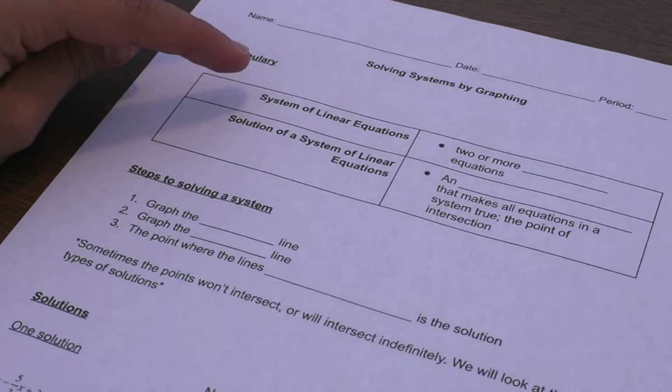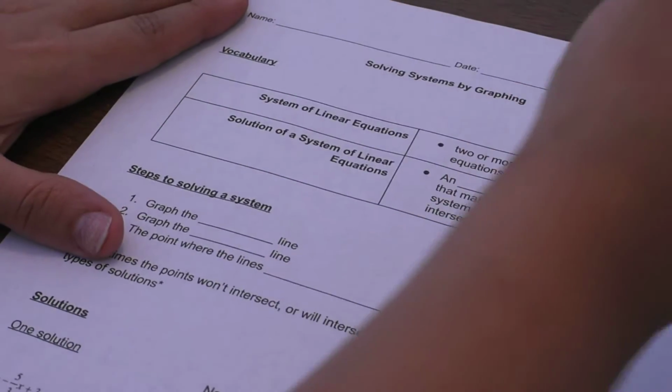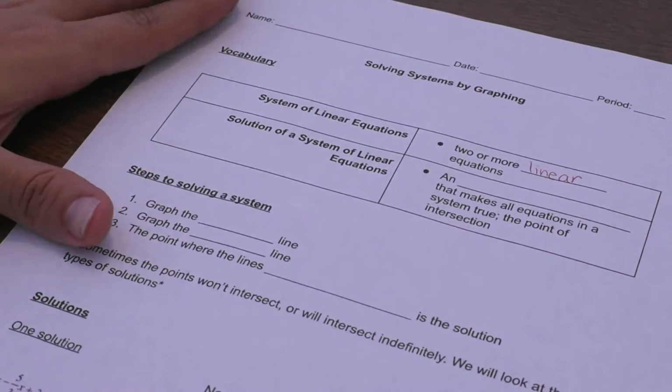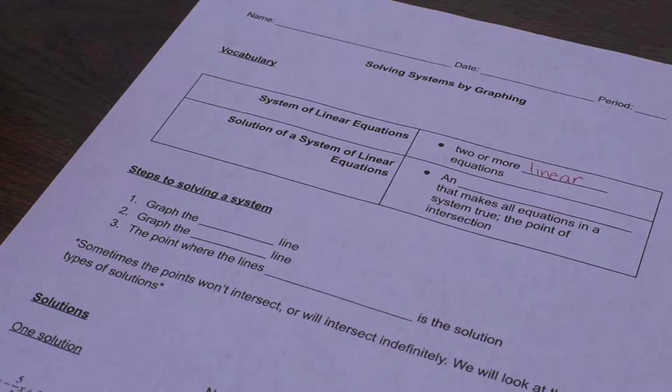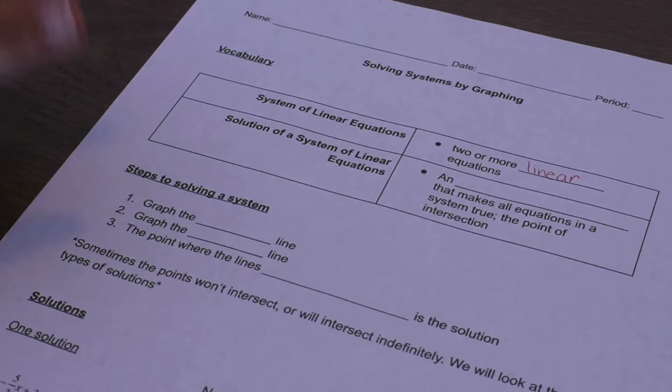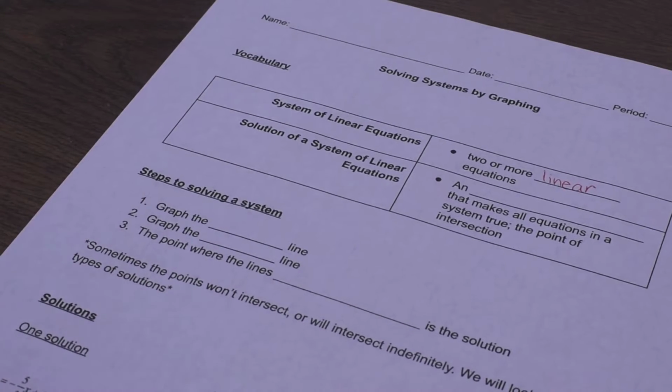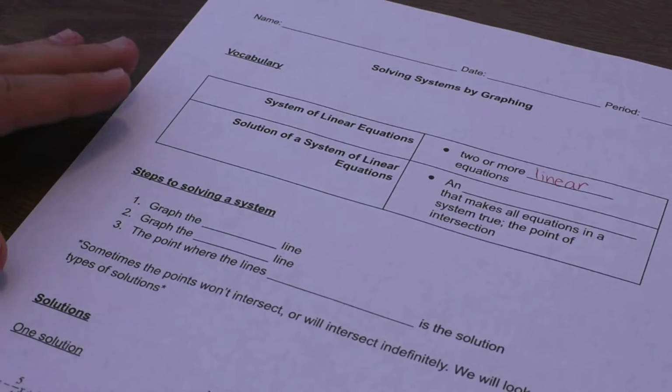So a system of linear equations is just two or more linear equations. Y'all gonna be like, Miss A, your hand's in the way. I'm sorry. All right, so it's two or more linear equations. So y equals mx plus b, you're gonna have two different ones of those. So the solution to that system of equations is always going to be an ordered pair.